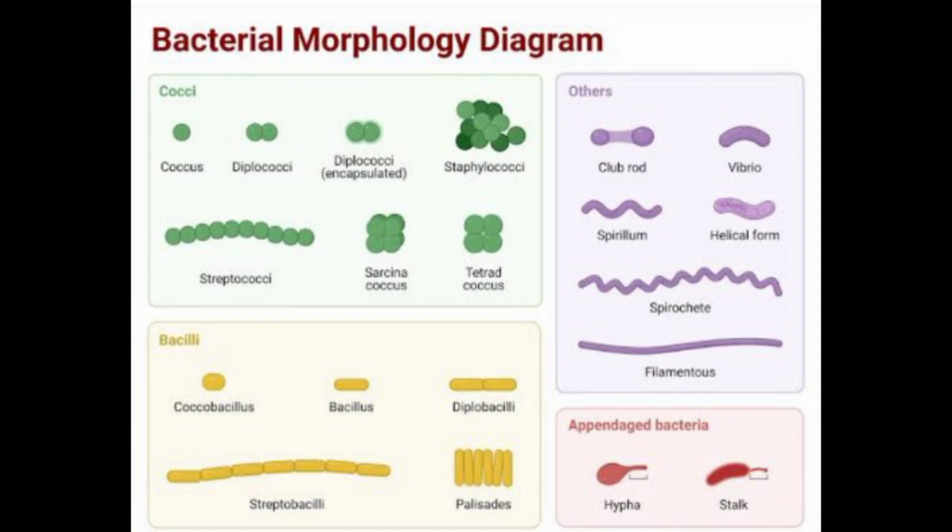Functions: the capsule enhances bacterial virulence by inhibiting phagocytosis. It acts as a protective covering against antibacterial substances. The capsular antigen can be used for the identification and typing of bacteria. Capsulated organisms: Streptococcus pneumoniae, Klebsiella species, Bacillus anthracis, Cryptococcus neoformans, a fungus.